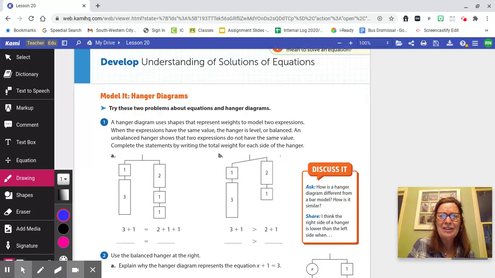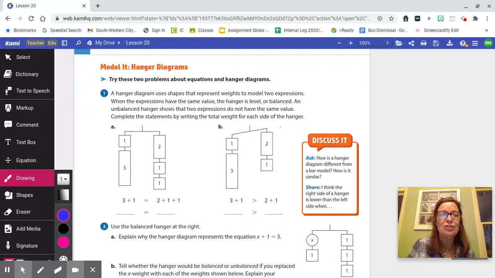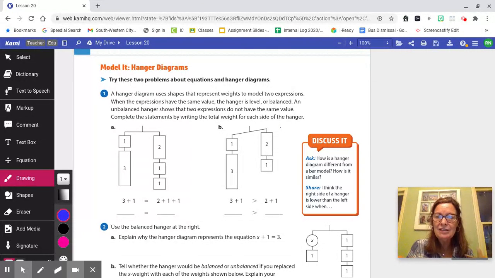So again, I feel like this is a pretty easy concept. We're just looking to see if it's balanced, then it's equal. If it's not balanced, then it's not equal. So go ahead and stop the video, write your answers for A and B. And you should have had 4 and 4. So because they are balanced, they are equal.